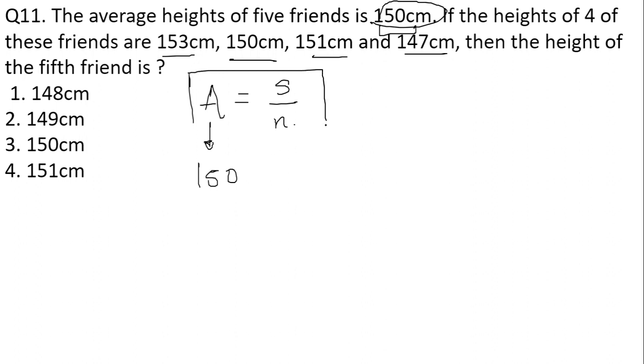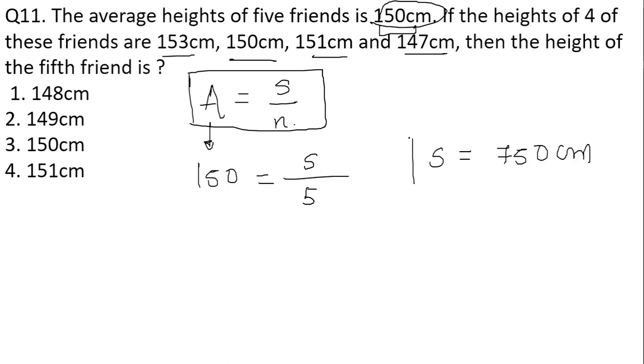We don't know the total height of all the 5 friends. So I'll keep the S, that is the sum, as it is, divided by the total number of friends, that is 5. So what is the summation over here? 150 into 5, so this will give me 750. So 750 centimeter is going to be the total height of all the 5 friends.